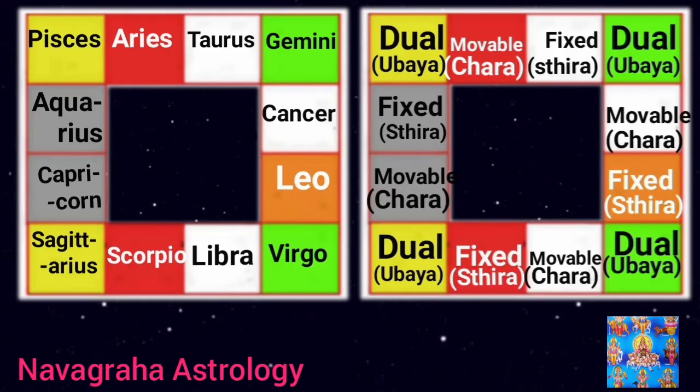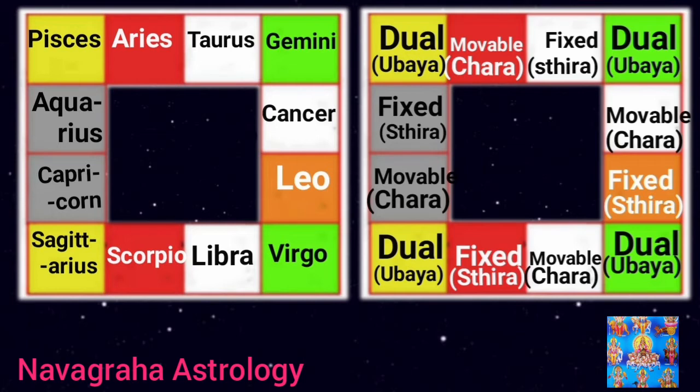In our earlier video, we learnt about the movable signs, fixed signs and the dual signs. They are also known as Chara Rashis, Sthira Rashis and Ubhaya Rashis. Signs like Aries, Cancer, Libra and Capricorn are called movable signs, also known as Chara Rashis. Some people also call them cardinal signs. These cardinal or movable signs are always compared to fast moving water, because all things that are connected to these signs keep moving forward or keep changing their states.